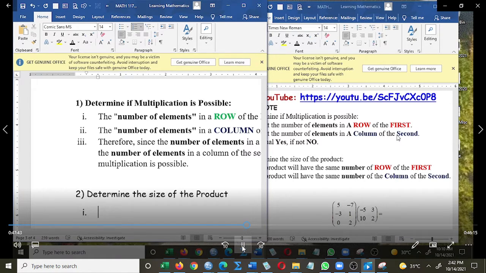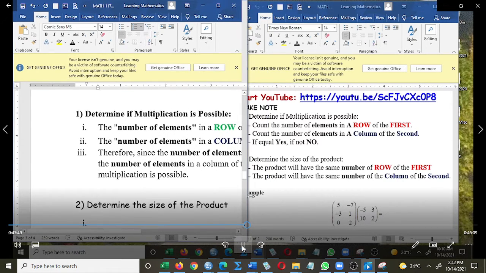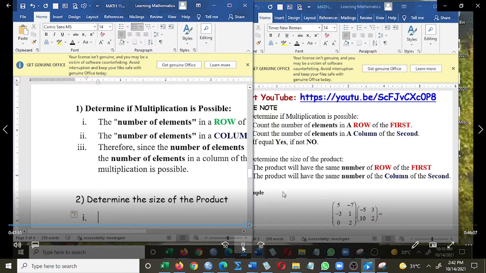Row of first, column of second. So to determine the size, you have to count the number of rows and the number of columns. So the row always controls the column.